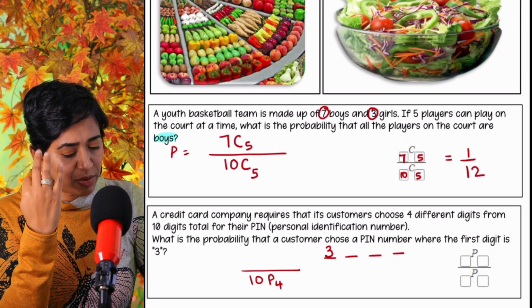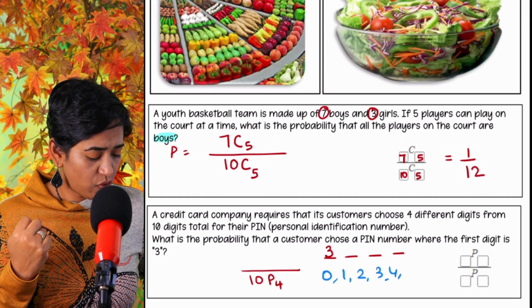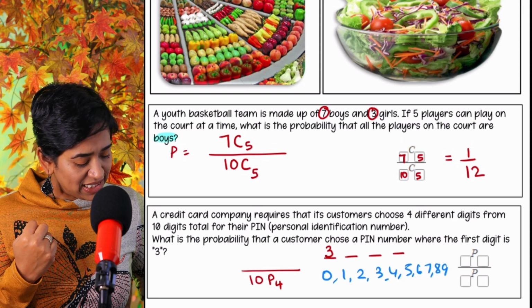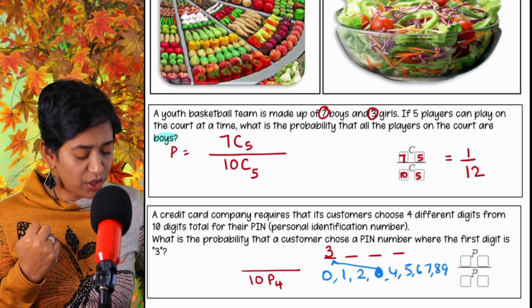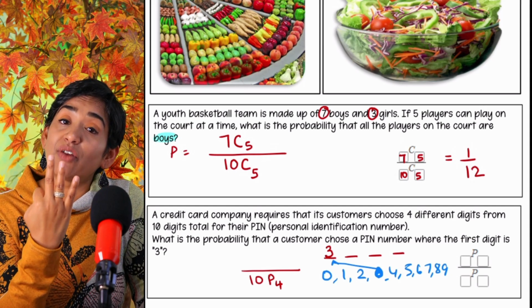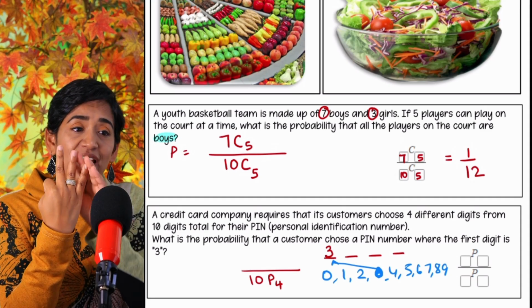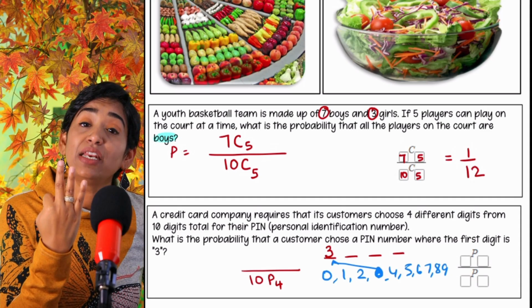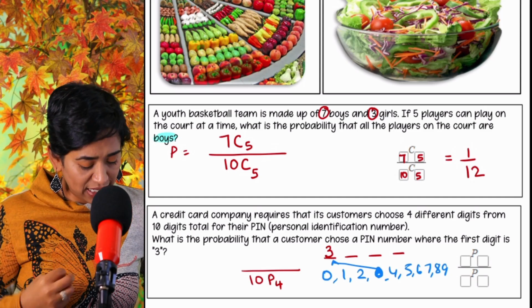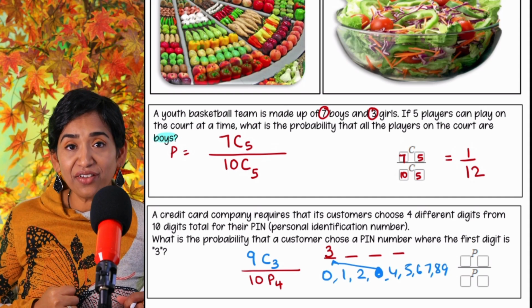So from 0, 1, 2, 3, 4, 5, 6, 7, 8, 9, the number 3 is taken already because the number 3 has to be your first digit. You cannot choose 3 again. So 3 has to be your first number, right? Again, you only have 9 to choose from. So from the remaining 9, you have to choose 3. So which is 9C3. Fair enough?